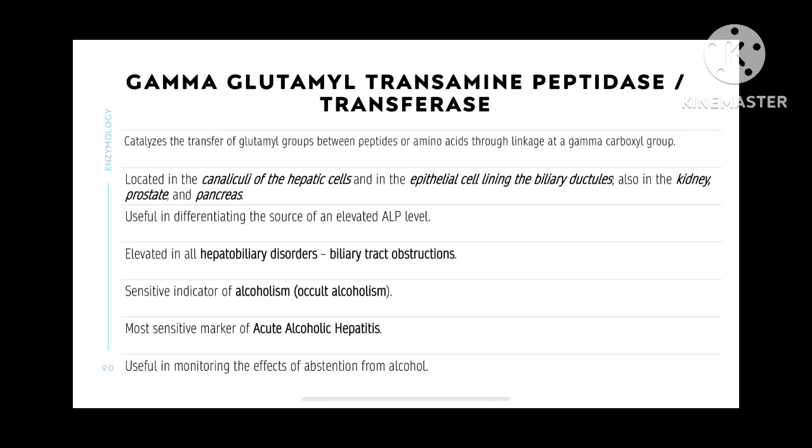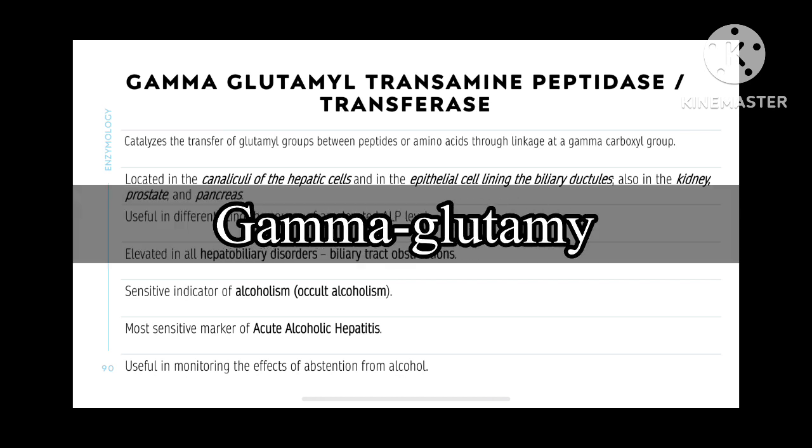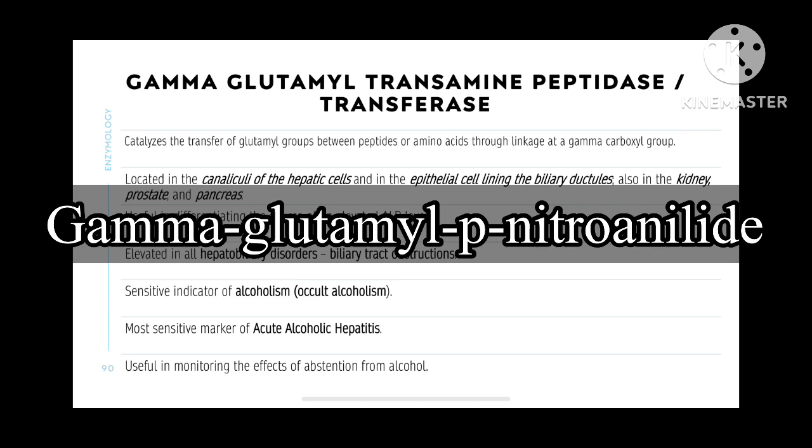GGT activity is also useful in differentiating the source of an elevated alkaline phosphatase level because GGT levels are normal in skeletal disorders and also during pregnancy. It is also particularly useful in evaluating hepatobiliary involvement in adolescents because ALP activity will invariably be elevated as a result of bone growth. The most widely accepted substrate for use in gamma-glutamyl transferase analysis is the gamma-glutamyl para-nitroanilide.